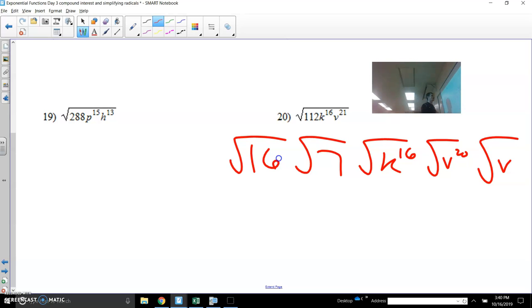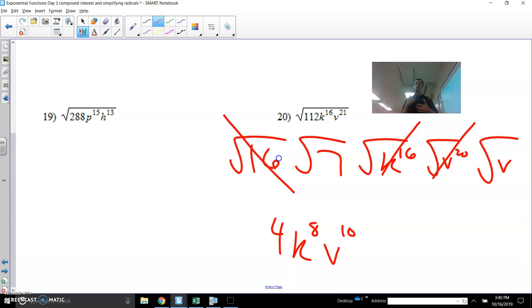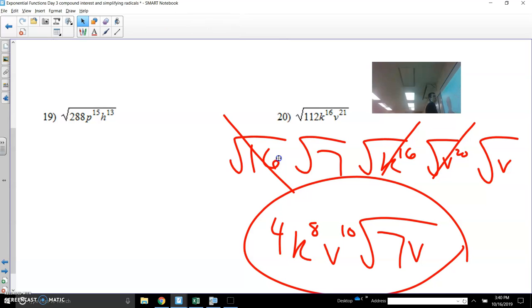And now I can simplify. This is 4. This is 8. This is 10. Again, I'm saying 8 and 10, but it's really k to the 8th and v to the 10th. But what you're left over with is the 7v, and there's your answer. Hopefully this was helpful. Give the rest a shot, and I will check your work tomorrow.